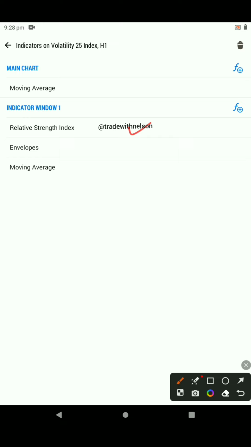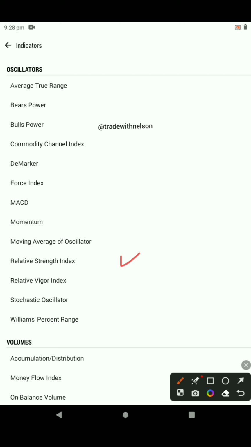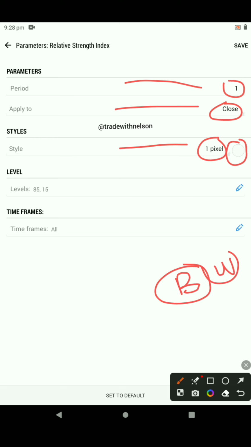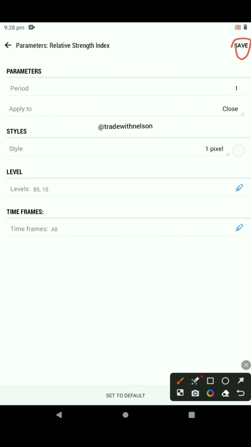For the second indicator, which is RSI, click on the F icon on the main chart. Scroll down a bit. Relative Strength Index, RSI. Make your period 1, apply to close, style 1 pixel, select the color of your background. If your background is black, you select black. If it is white, you select white. The levels is the most important thing. Click on this pen icon over here. Add level, type 85 and 15, style 2 pixel, and select color of your choice. After that, click on save.